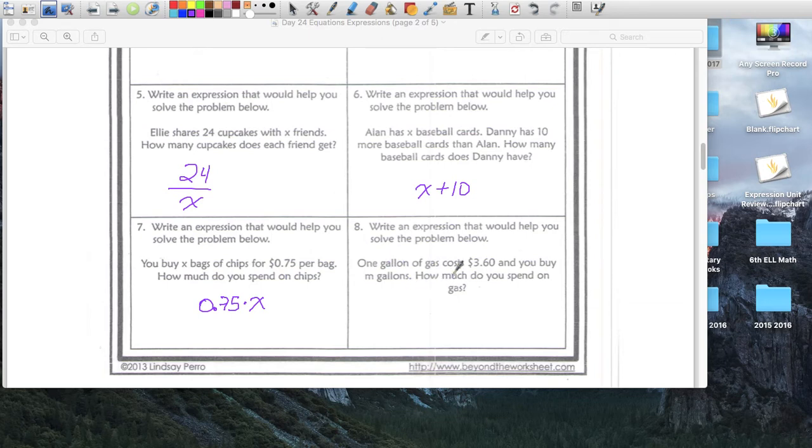Okay. 1 gallon of gas costs $3.60, and you buy M gallons. So that used to be a long time ago, $3.60. And how much did you spend on gas? Well, it depends how many gallons I put. So it'd be 3.60 times the number of gallons represented by M. So 3.60 times M. That would be my expression.